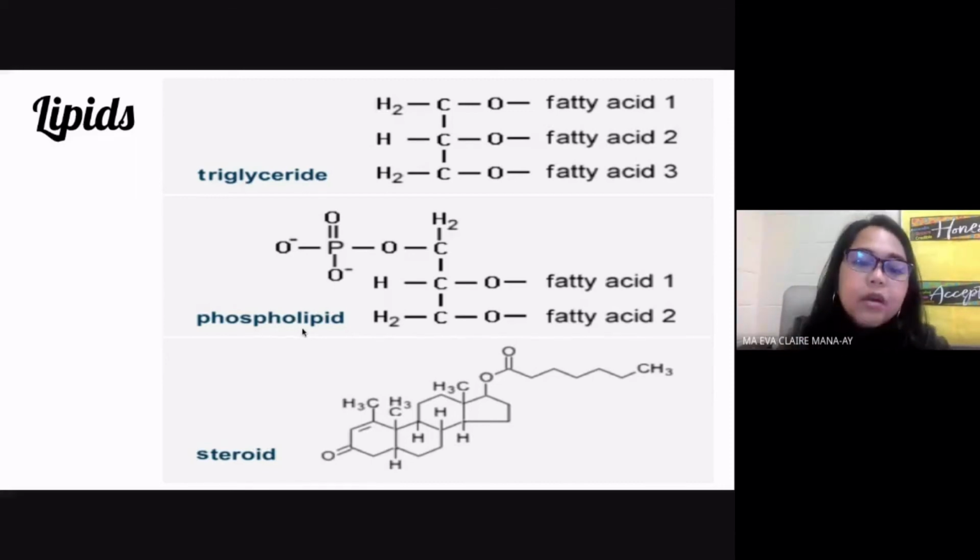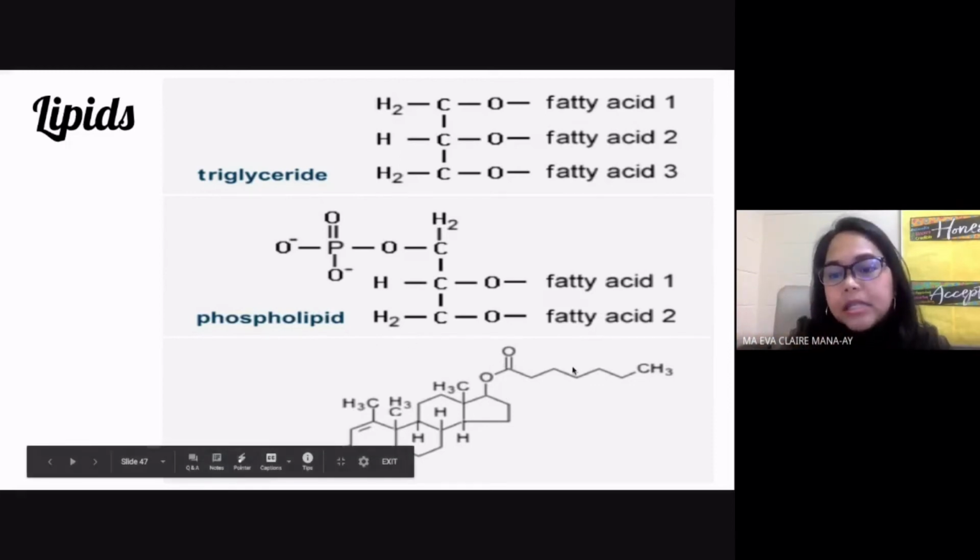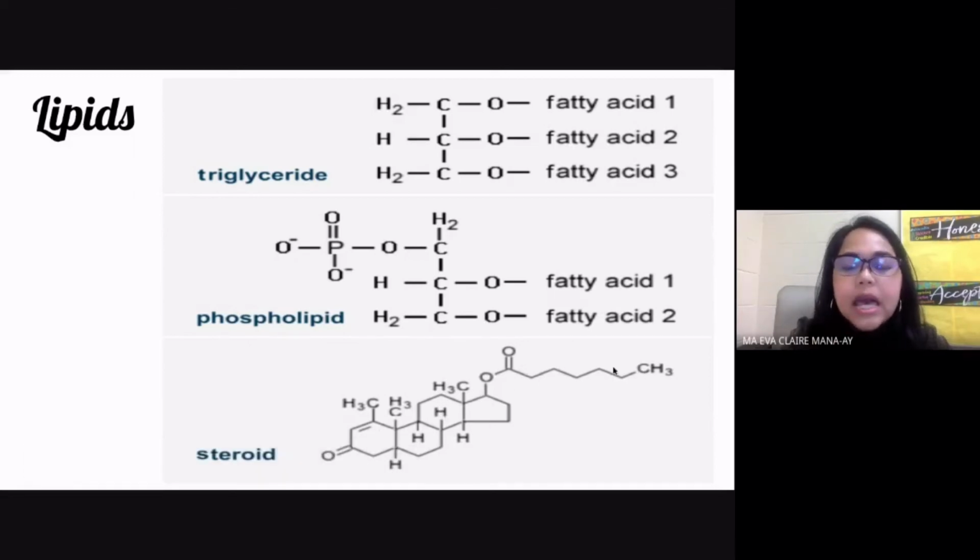Now, your steroids are more complex forms of lipids. It's very important for you to note the structure of a steroid. Steroids always have the characteristic structure of four rings with your fatty acid chain here. So you'll see four rings and your fatty acid chain here.